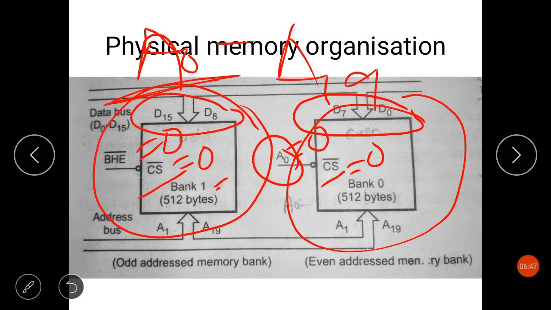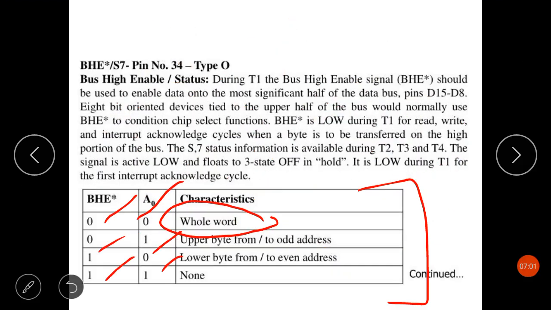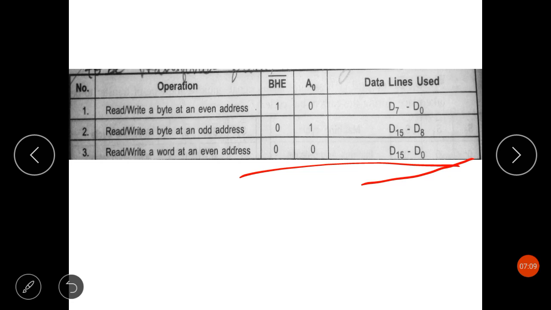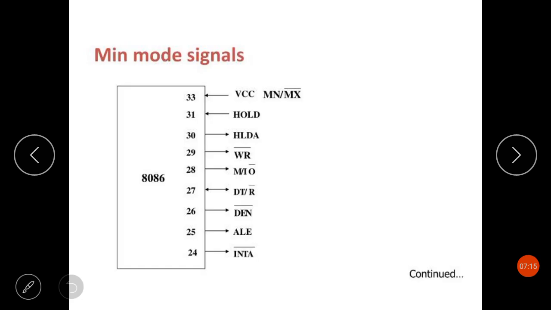So whenever bank 0 is activated, the data lines activated will be D0 to D7, and whenever bank 1 is activated, the data lines activated will be D8 to D15. And when both BHE bar and A0 are 1 1, it means both the banks are deactivated, so no transfer is going to take place. So this was the last common pin that is being used in both the minimum and maximum mode of the 8086 microprocessor.